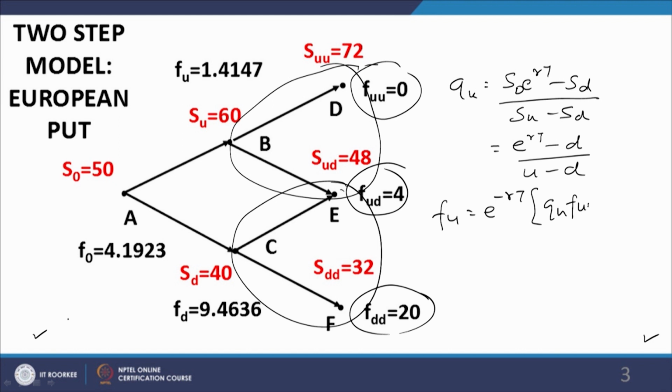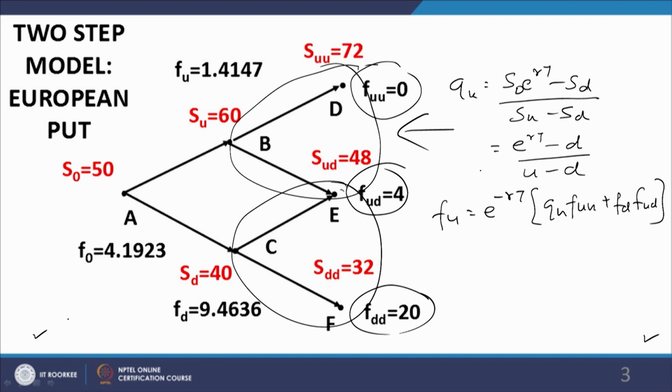For example, we can work out f u as e to the power minus r t times (Q u f u u plus Q d f u d). Now, we put in the values of Q u and Q d that we have already worked out. f u u for this segment of the tree is 0 and f u d is equal to 4, r is equal to 5% continuously compounded, t is equal to 1 year, and that enables us to work out f u.